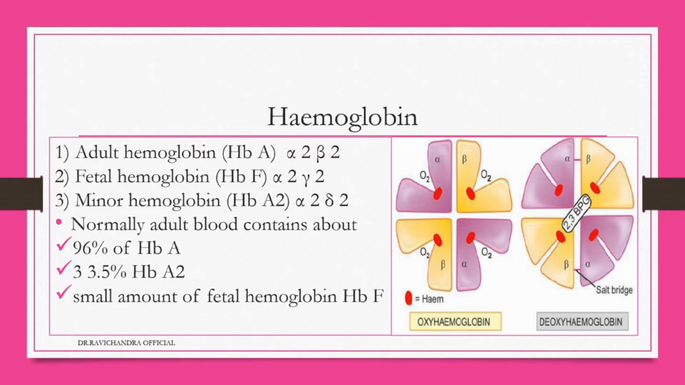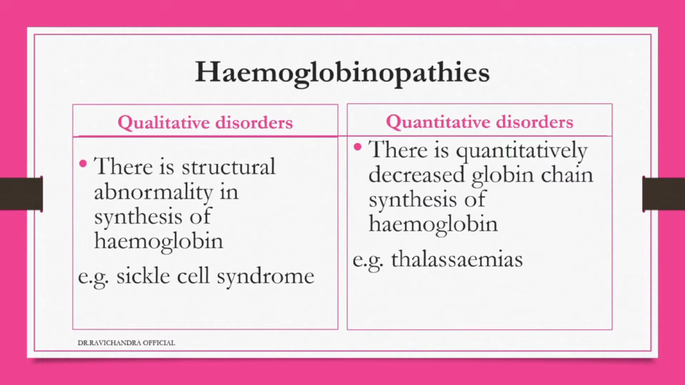Hemoglobin can be adult hemoglobin, which is called hemoglobin A, fetal hemoglobin, that is hemoglobin F, or there is a minor part of hemoglobin also called hemoglobin A2. In a normal adult, the blood will contain 96% of hemoglobin A, alpha 2 beta 2, and 3.5% of hemoglobin A2, and small amounts of fetal hemoglobin.